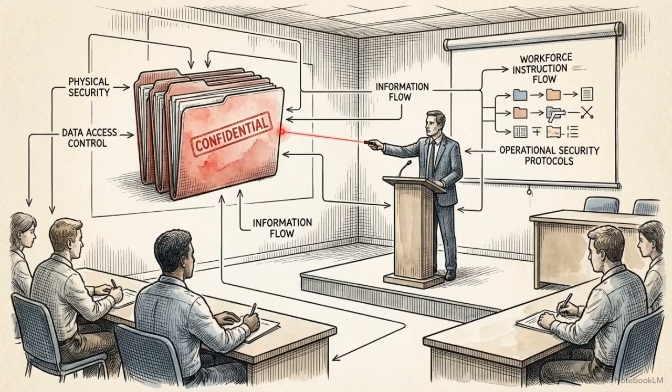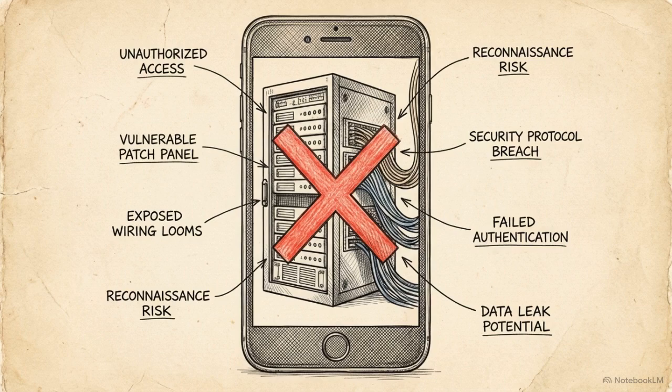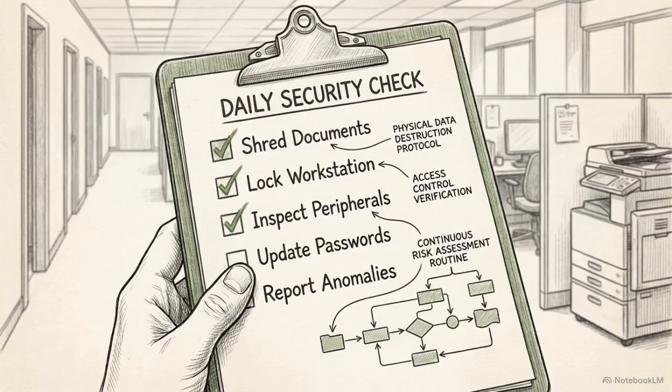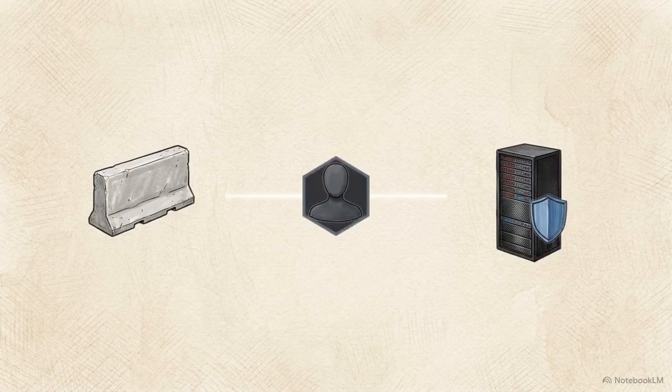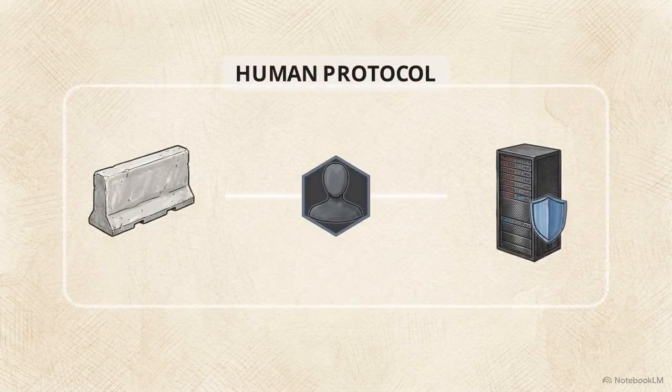Effective OPSEC relies on continuous workforce training, instructing personnel to protect sensitive documents and physical equipment. Policies explicitly forbid discussing work details publicly or online, as this directly aids adversary reconnaissance efforts. Organizations must encourage constant risk assessments and daily routines to build a culture of security awareness. Human discipline is the vital protocol that seals the gaps between physical barriers and logical firewalls.